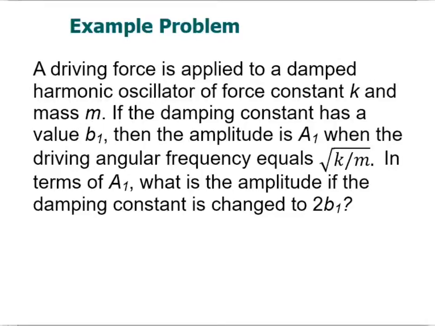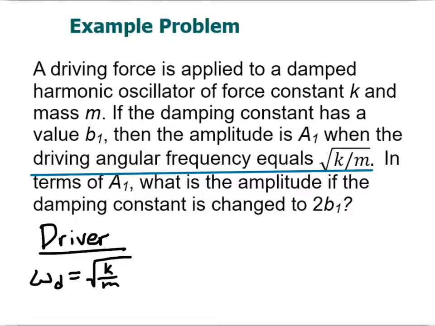Then it says here, if the damping constant has a value B1, then the amplitude is A1 when the driving angular frequency equals the square root of K over M. When the driving angular frequency equals the square root of K over M, that tells me right away that we're talking about resonance, because that's where omega d is equal to the square root of K over M. So when this is at resonance, its amplitude is A1.